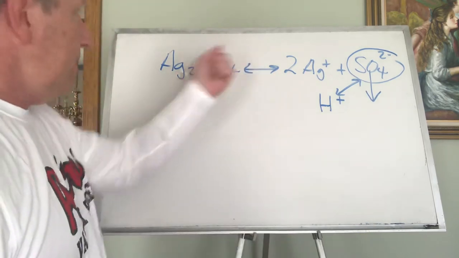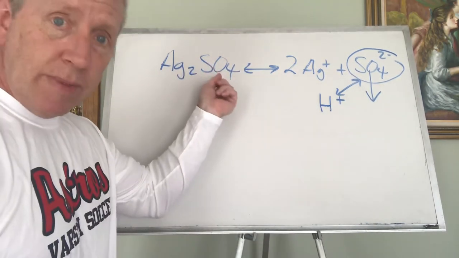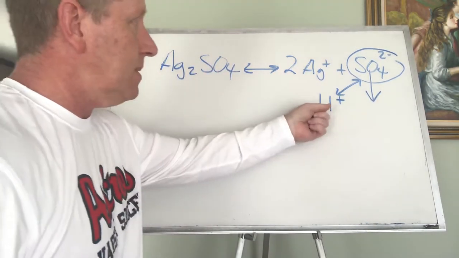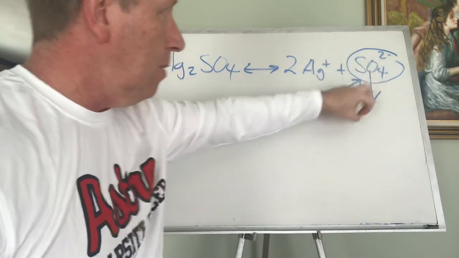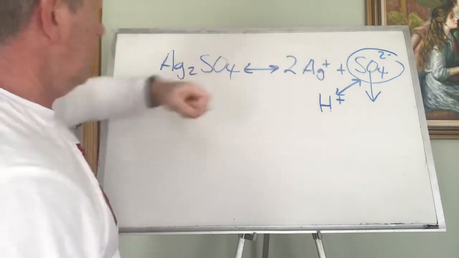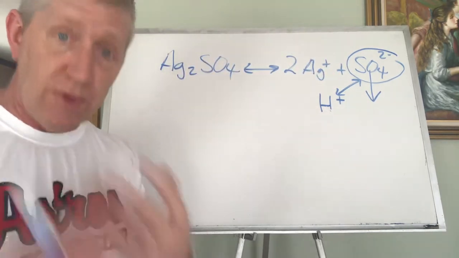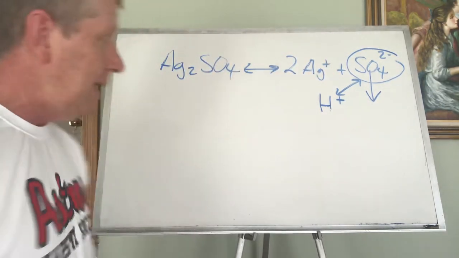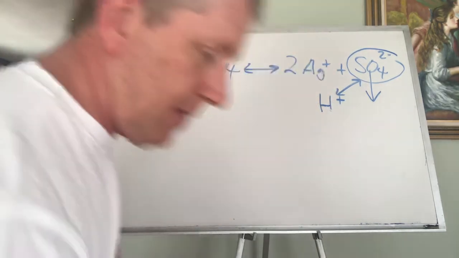So this silver sulfate would become more soluble in acid because the acid ion, the hydrogen ion from the acid, would pull out the sulfate. We would react by creating more sulfate, by breaking down more of the salt. So it becomes more soluble in the acid.